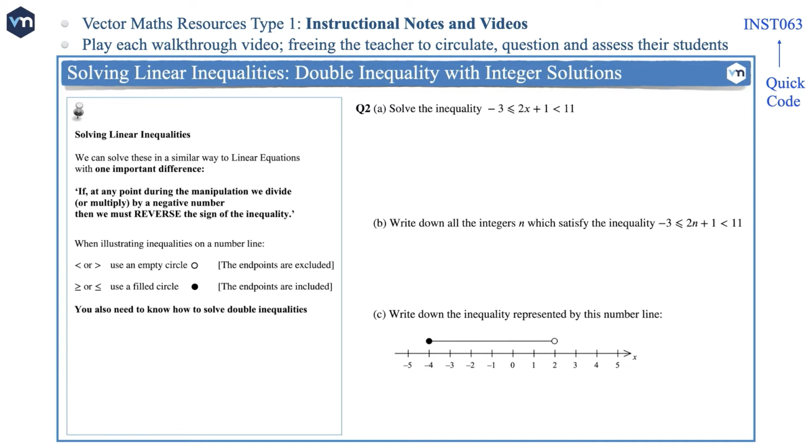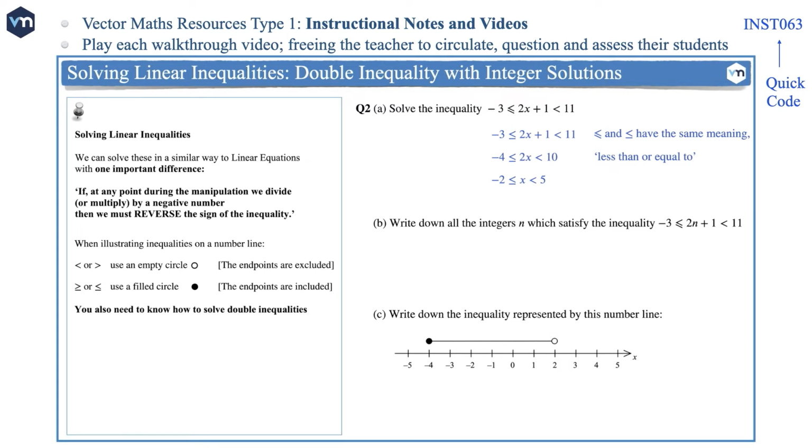In question 2, Part A, we need to solve the inequality minus 3 is less than or equal to 2x plus 1, which is strictly less than 11. Now, sometimes the notation for inequalities can look slightly different. For example, here we have two slightly different representations for less than or equal to, but they have the same meaning.